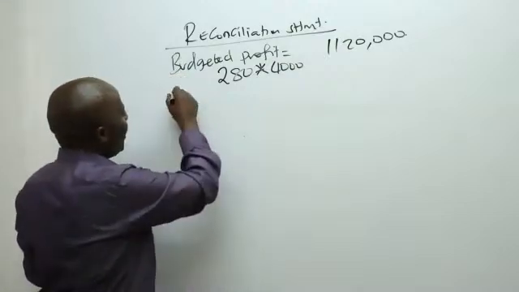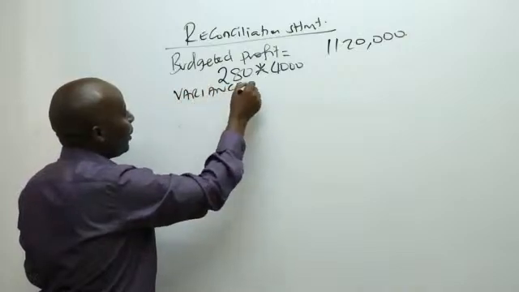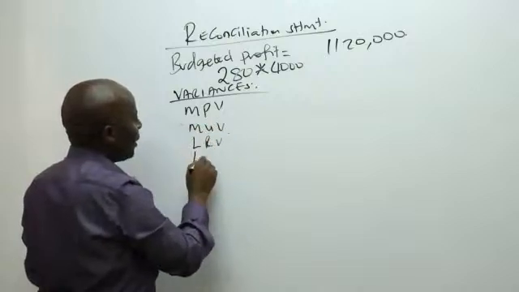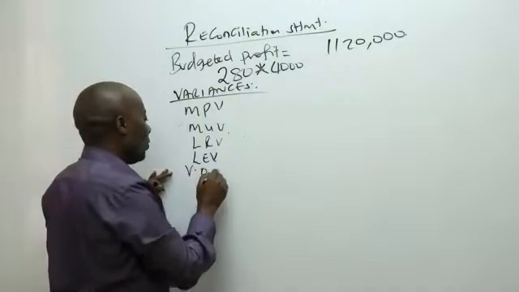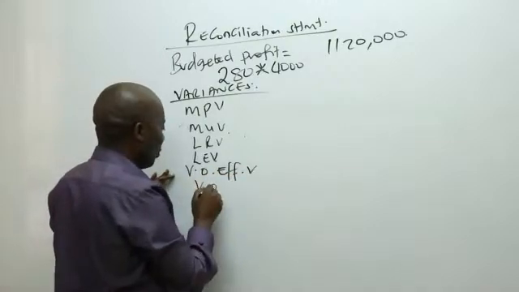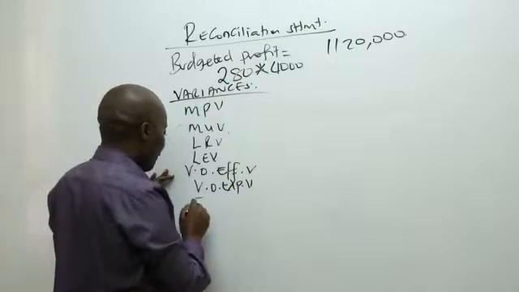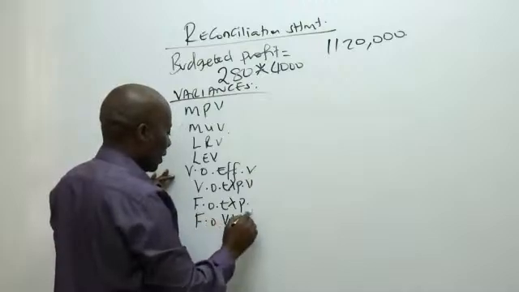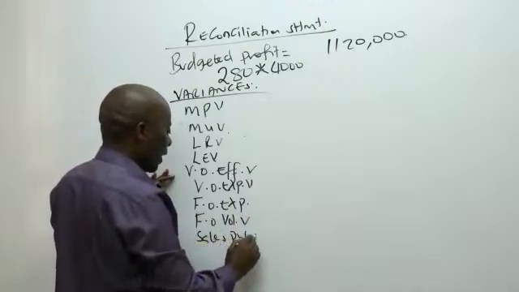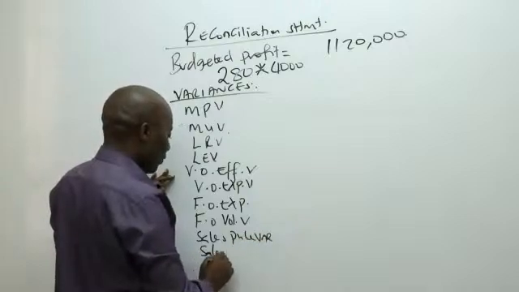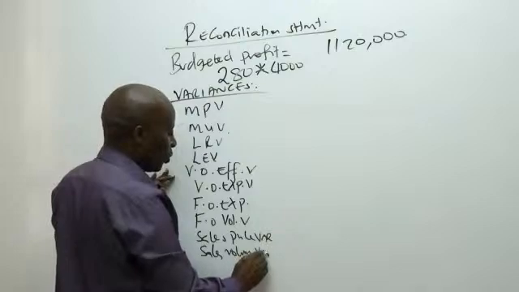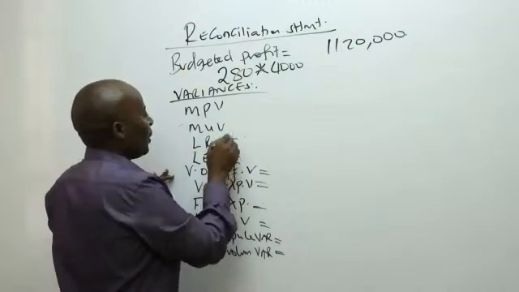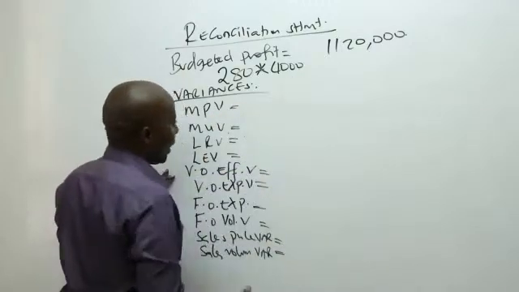And then, of course, we know that in between budgeted profit and the actual profit, we have variances. Our variances: we have MPV, usage variance, labor rate variance, labor efficiency variance, variable overhead efficiency variance, variable overhead expenditure variance, fixed overhead expenditure variance, fixed overhead volume variance, sales price variance, and sales volume variance. You go back to your workings and give us these answers, and they have to be in one line.